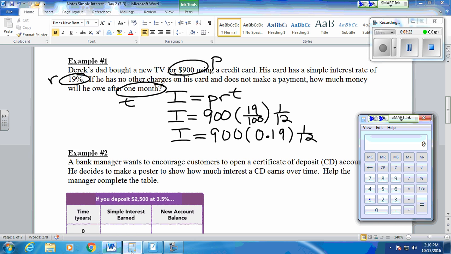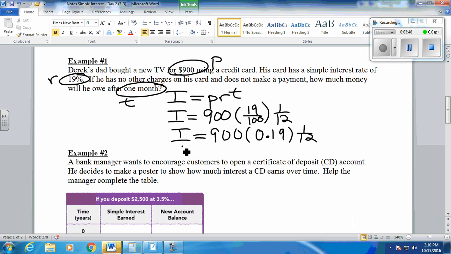So I'm going to start by converting the 1/12 to a decimal. So I will do 1 divided by 12 to get me, there we have a repeating decimal. You want to leave all of those digits in your calculator. Do not round up here. And then just multiply by the 19/100 times the 900, and you'll get $14.25.